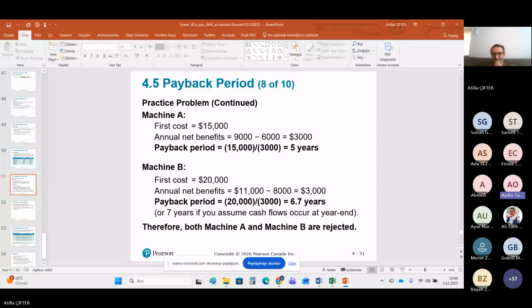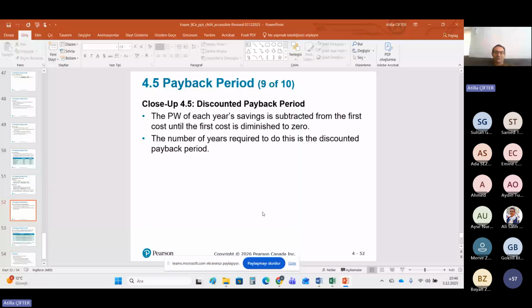Right? Hocam, also we didn't convert the annual value to the present value. Yes, because it's not a discounted payback period. It's a standard payback period. We will do this next. So converting with the interest rate is the discounted payback period. Let's see the discounted payback period.